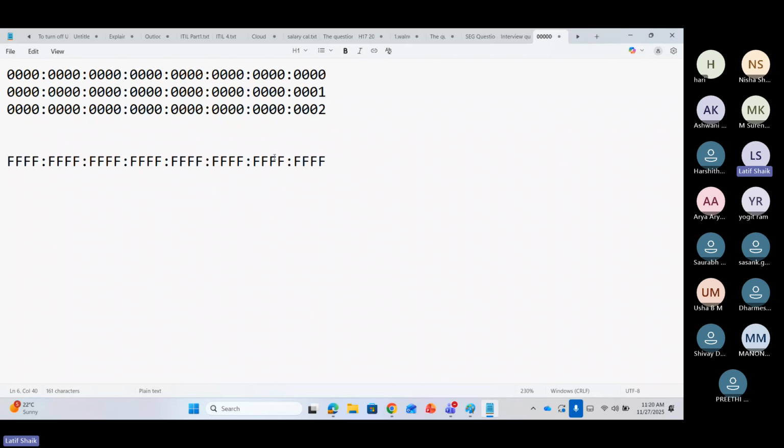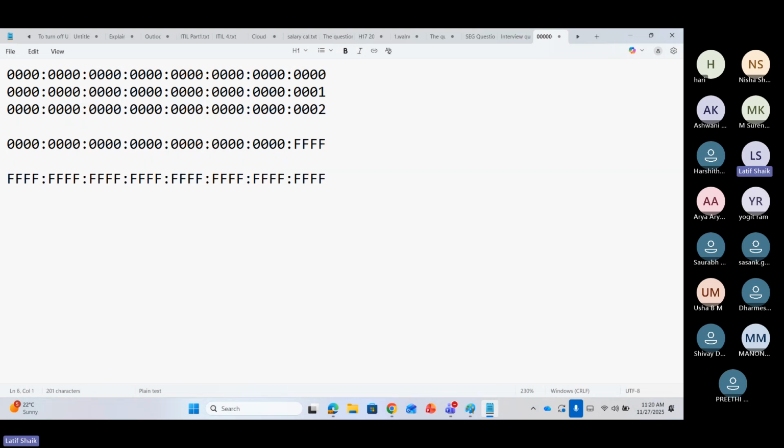Okay. So this is the last one. This is the total IPv6 range. You go on 1, 2, 3, 4. Sometimes you reach a point like this, where you reach all Fs.